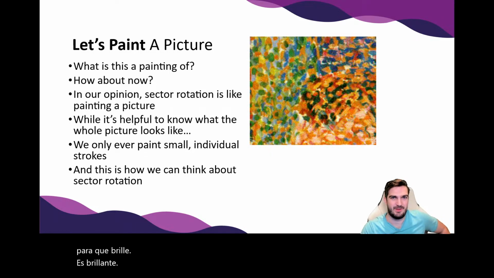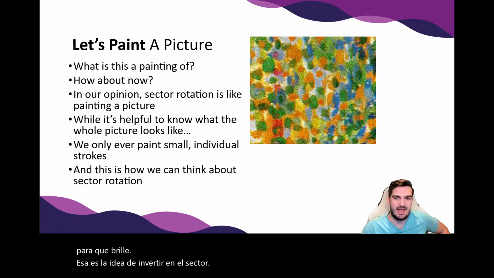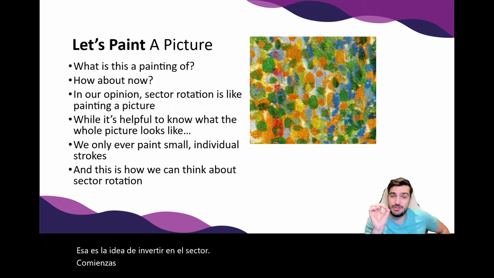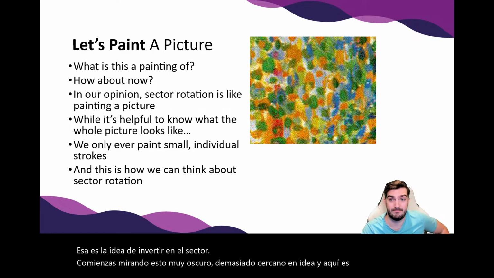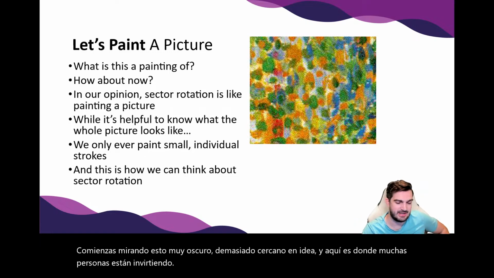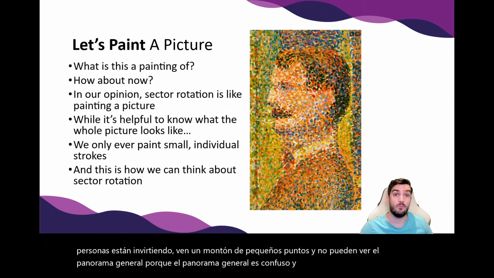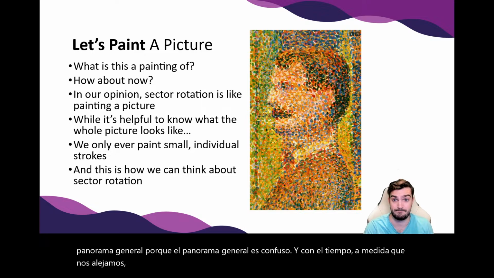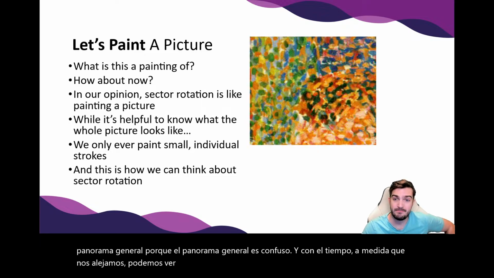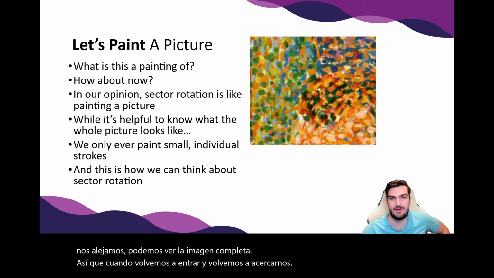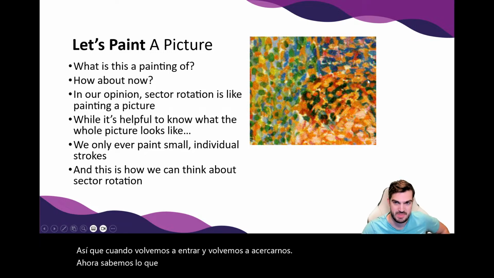That is the idea of investing in sector. You start off by looking at this very obscure, way too close in idea. And this is where many people are with investing. They see a bunch of little dots and they can't see the big picture because the big picture is confusing. And over time, as we zoom out, we do get to see the whole picture. So when we go back in and we zoom back in again, now we know what we're looking at. We can say that is hair and that is a shiny forehead.